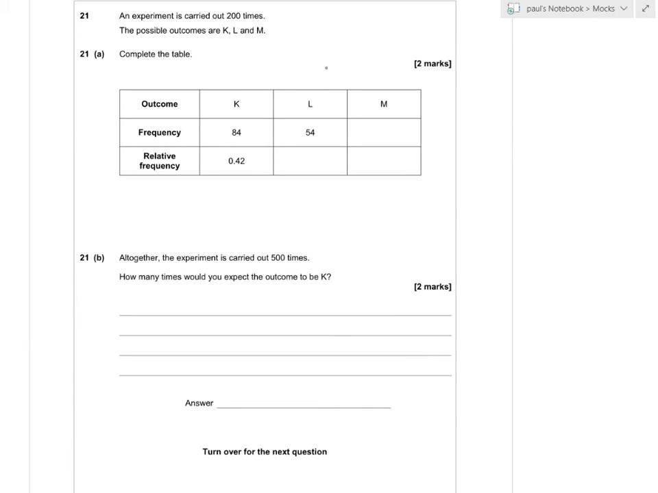An experiment carried out 200 times. The possible outcomes are K, L, M. Complete the table. Right, 200 times, so we can work out the M bit. We go 200, take away 84, take away 54, which is 62.